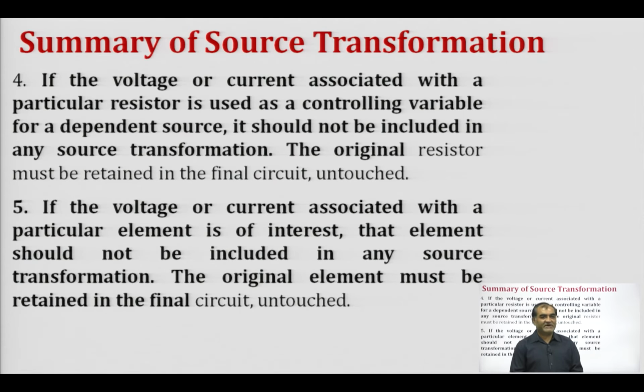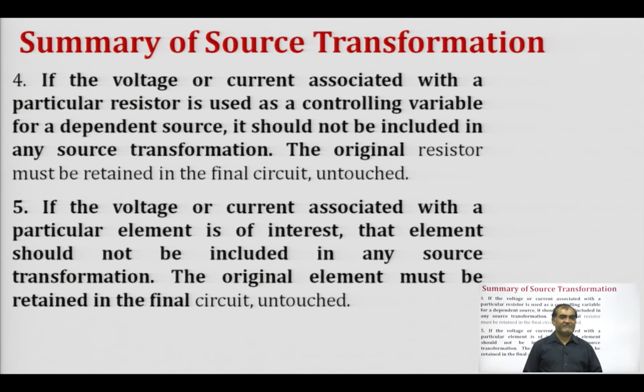If the voltage or current associated with a particular resistor is used as a controlling variable for a dependent source, it should not be included in any source transformation. The original resistor must be retained in the final circuit untouched. It means that we cannot apply source transformation to such dependent sources. If the voltage or current associated with a particular resistor is used as a controlling variable for a dependent source, it should not be included in any source transformation.